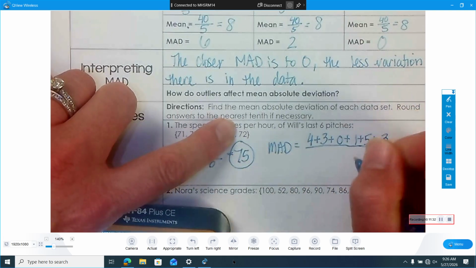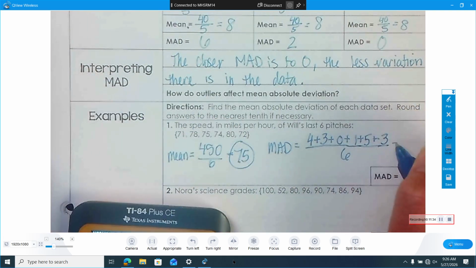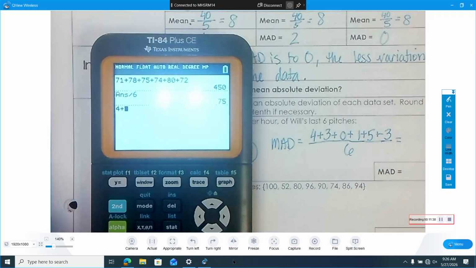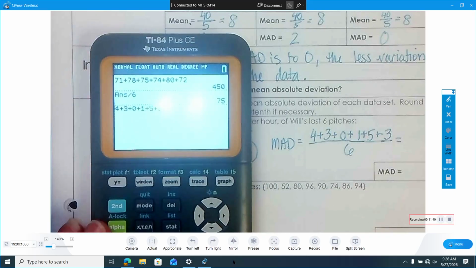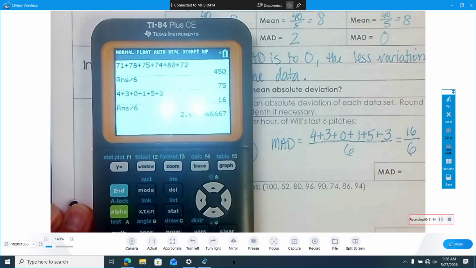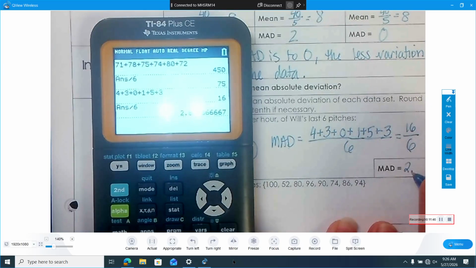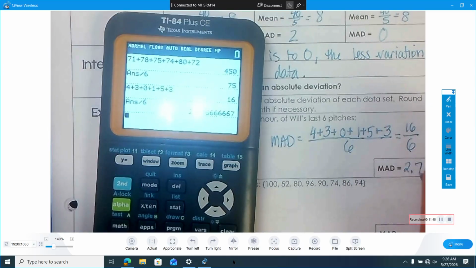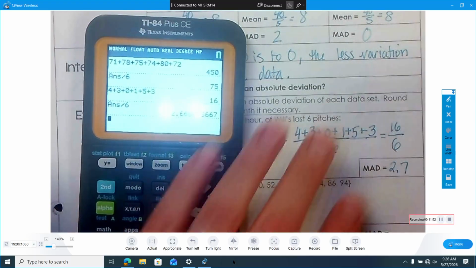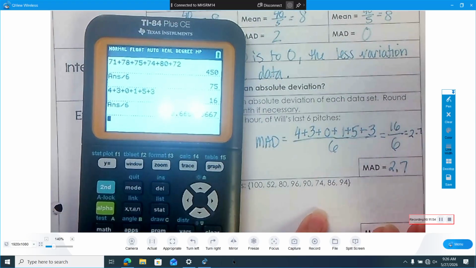And 72 and 75? 3. Very good. And we're going to divide that by 6. So again, I'm just going to add up my numerator here. I get 16 divided by 6, and that is 2.67, or just 2.7. All right, 2.7. So pretty close.